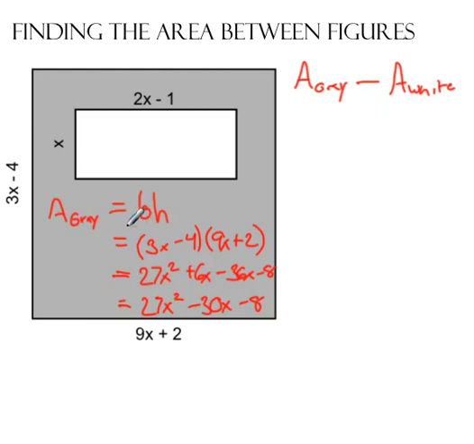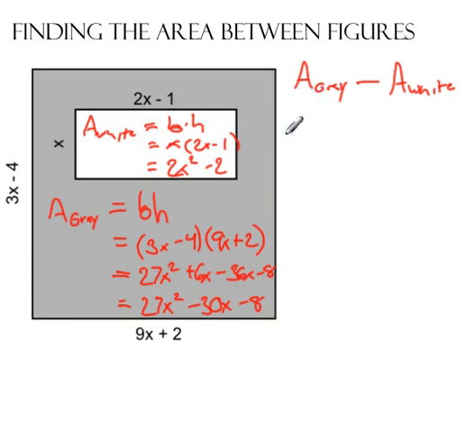as the area of the gray polynomial. For the area of the white one, it's still base times height, but in this case it's going to be x times 2x minus 1. That's just the distributive property, and so the area of the white one is 2x squared minus x.